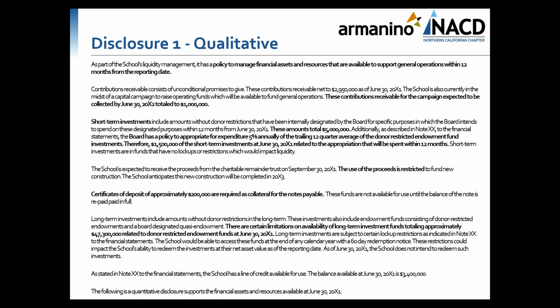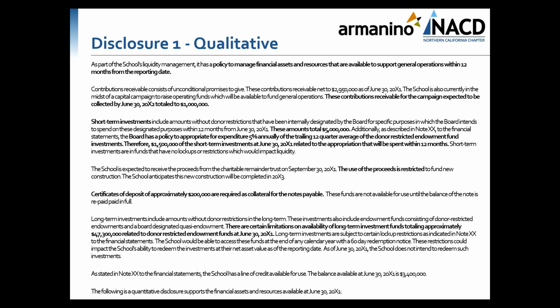So let's move forward. As we showed in the last example, you have to go through this qualitative analysis first. You've really got to figure out what you have, what's available and what's not. A couple of key highlights: in the second paragraph, the contributions receivable for a campaign that's ongoing are anticipated to be $1 million. The next paragraph analyzes the short-term investments. It talks about the amounts that the board intends to expend, $5 million within 12 months, and the board spending policy, the amount appropriated for expenditure, which is the $1.5 million in short-term investments. All things that we saw on the previous slide.